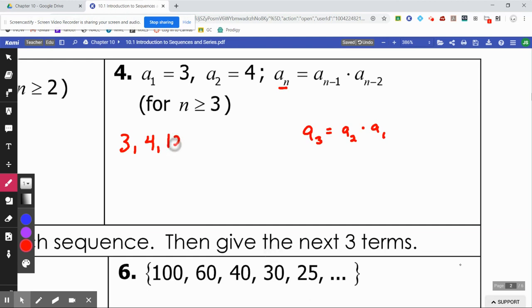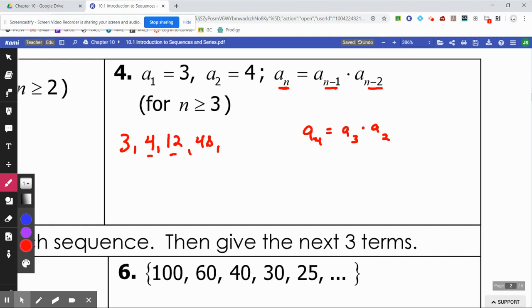So you're going to do 3 times 4 is 12. Well, how do you find the fourth term? A of 4, if n is 4, you're going to do 4 minus 1 and 4 minus 2. That would be a of 3 times a of 2. So you'd multiply these two terms together and get 48.